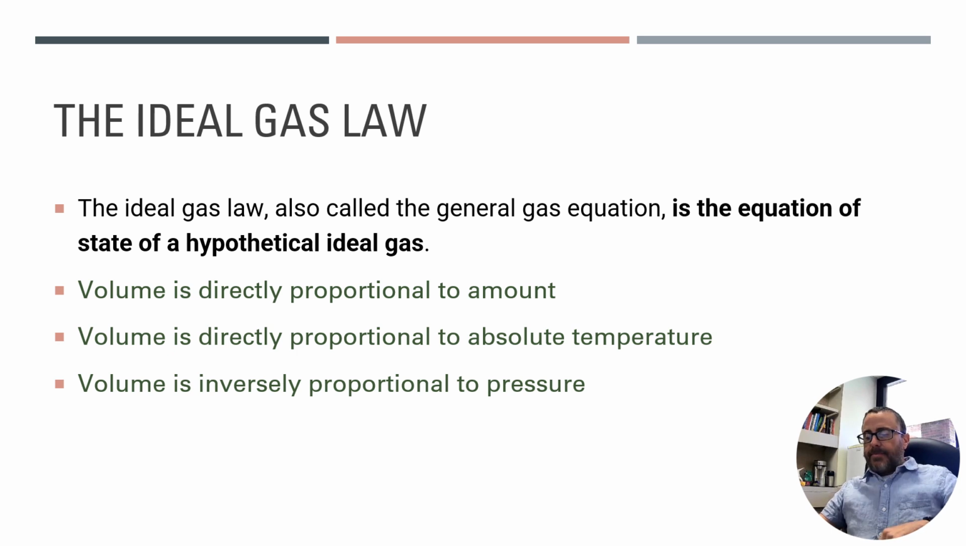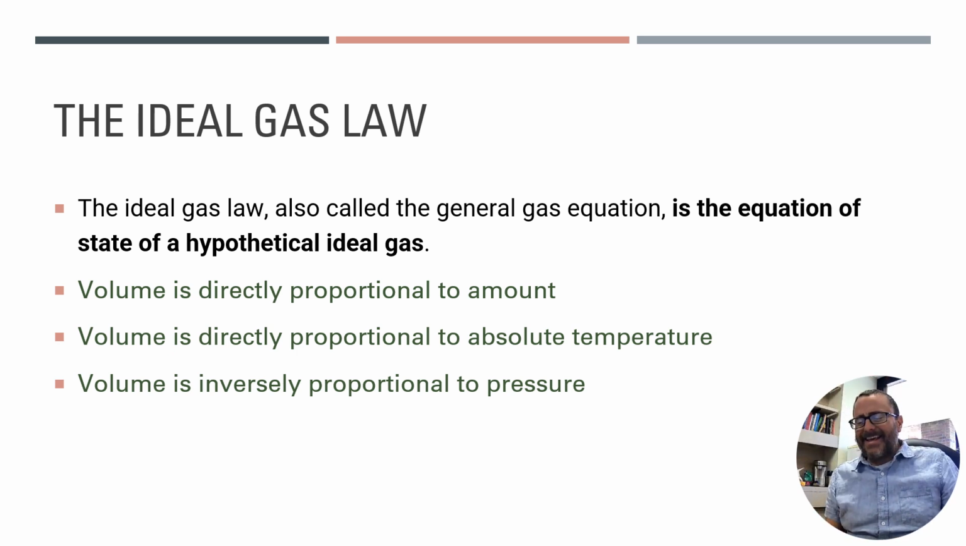Volume is directly proportional to absolute temperature. Absolute temperature just means that we're dealing with the temperature on the Kelvin scale. Think about taking a balloon. I promise, if you haven't done this, take a balloon, blow it up, then put it in a freezer and come back and look at it, and the balloon will have shrunk. As the temperature goes down, the volume of the gas goes down as well. As one goes one direction, the other goes the same direction, so they are directly proportional to each other.